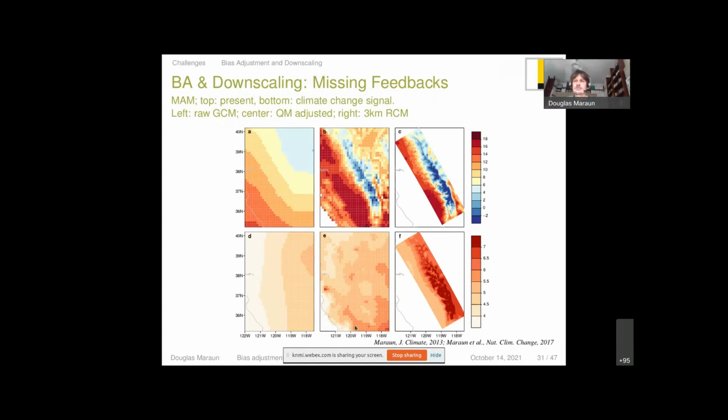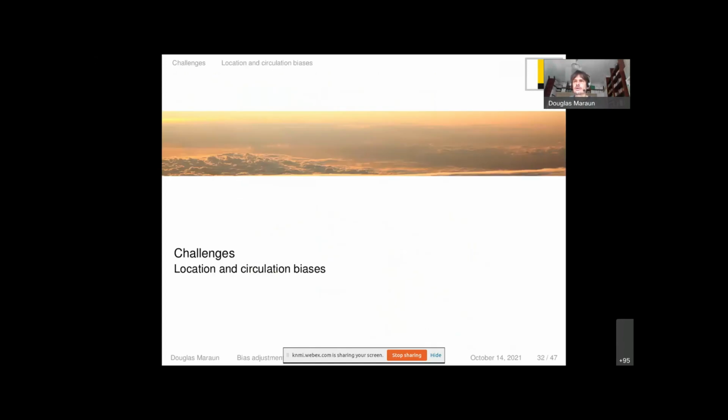Okay, so this is again a reason to include processes simulated by an RCM instead of just doing a simplistic quantile mapping. I mean, if you're interested, for example, in the snow or in the forests high up there in the mountains, you get into trouble when you do just a quantile mapping.